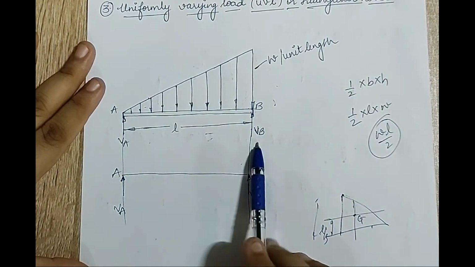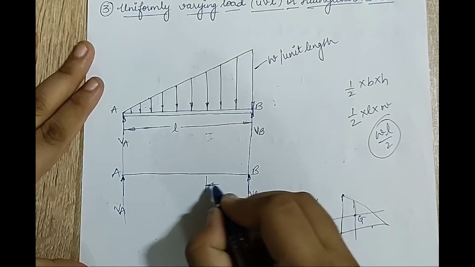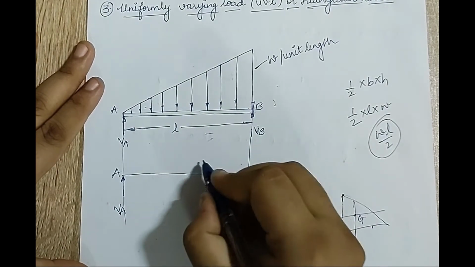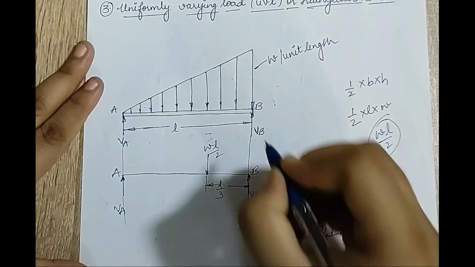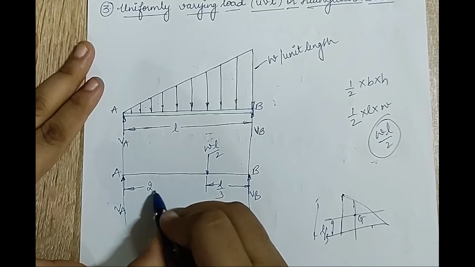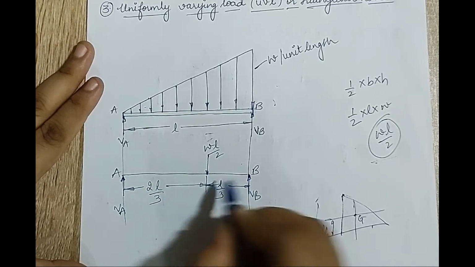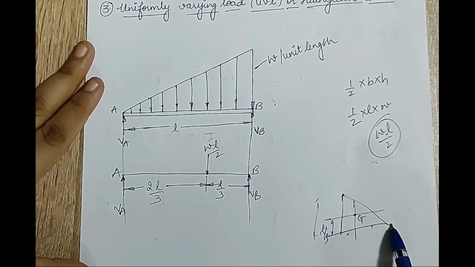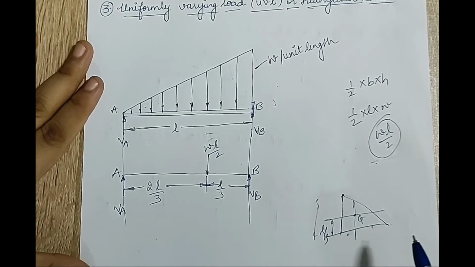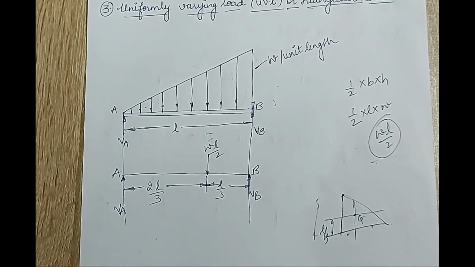So total length is L. So I will mark it as L by 3. And at L by 3, my load will be WL by 2. And the rest of the distance is 2L by 3. Here also, this end is obviously heavily loaded because here the value of weight or mass is going to be more. So from this end, it is L by 3. So for both the cases, this statement will hold true, and this will help you remember for both the cases.